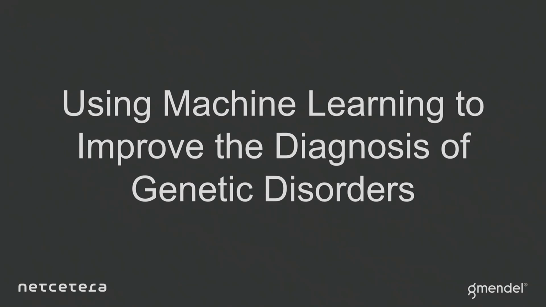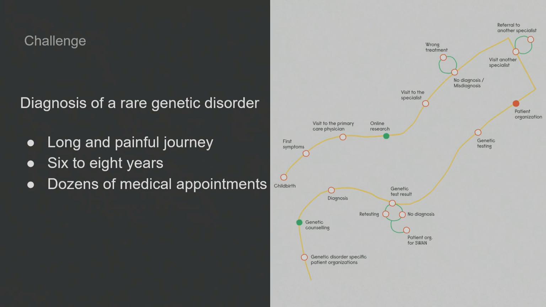Okay, hi everyone. My name is David, and today I'll be talking about using machine learning to improve the diagnosis of genetic disorders, which is basically the work that we do at Netcetera together with a Danish startup called gMendel. So basically the story so far goes like this. The diagnosis of a rare genetic disorder is a long and painful journey that sometimes can take up to 8 or more years to diagnose. And the timeline goes something like this.